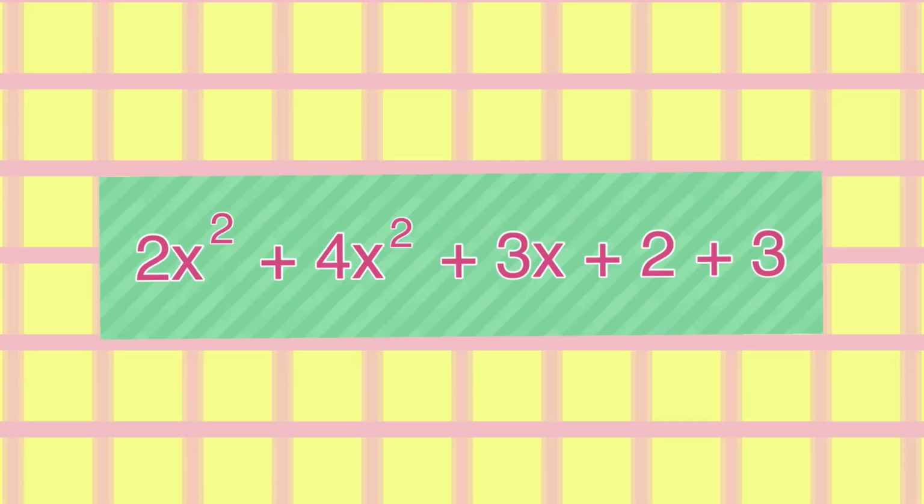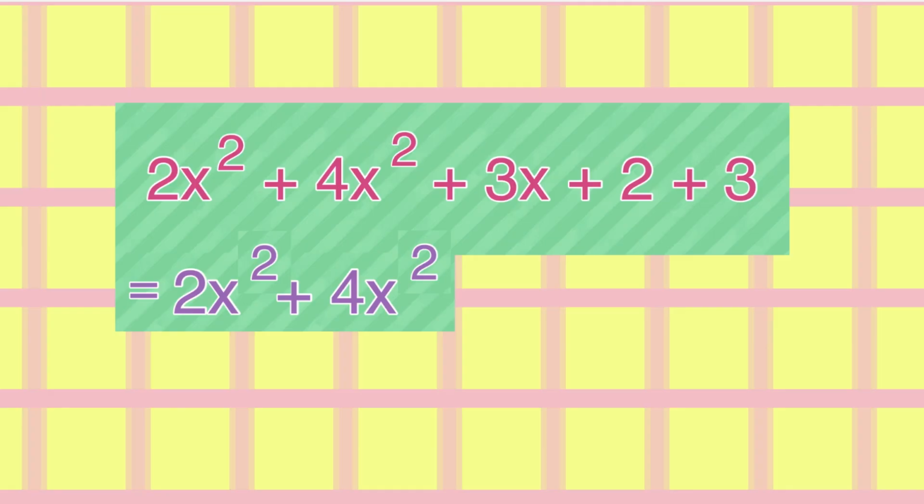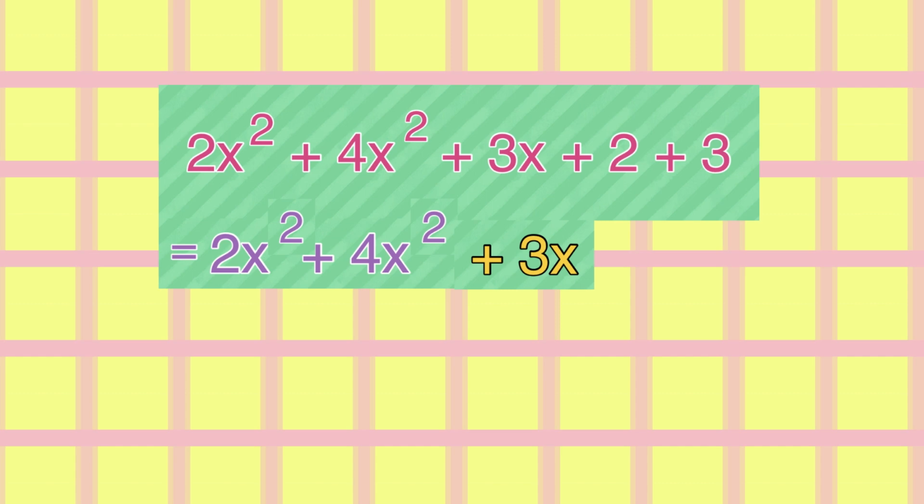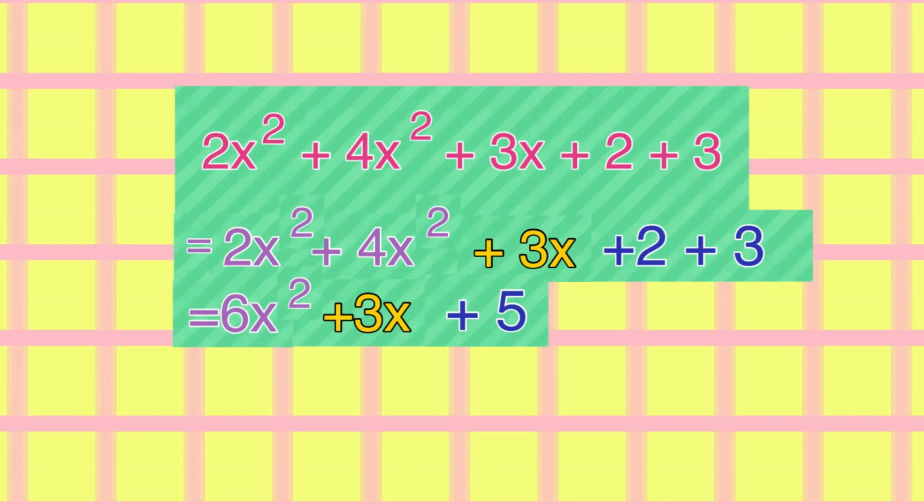So, for example, let's look at the problem 2x squared plus 4x squared plus 3x plus 2 plus 3. The like terms here first would be the x squareds. And so 2x squared plus 4x squared would be 6x squared. Next, 3x is a standalone, so it's just plus 3x. And then plus 2 plus 3 is 5.